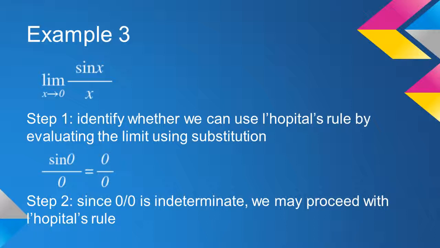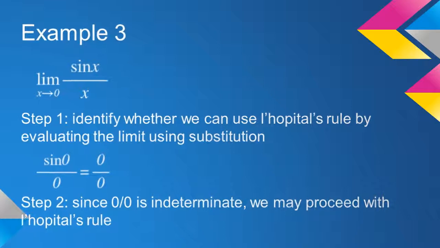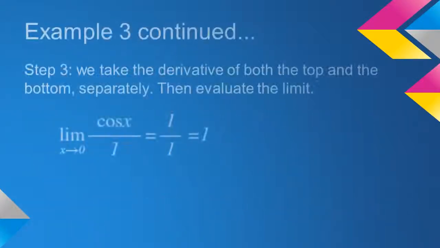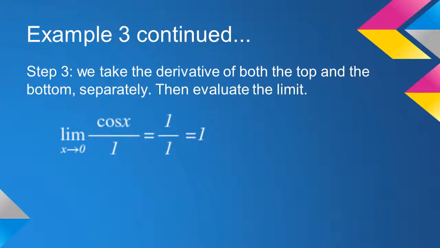So now we can just use L'Hopital's rule. We take the derivative of sine x to get cosine x, and we take the derivative of x to get 1. So we have the limit as x approaches 0 of cosine x over 1. We substitute in 0, and we just get 1. So that would be our answer.